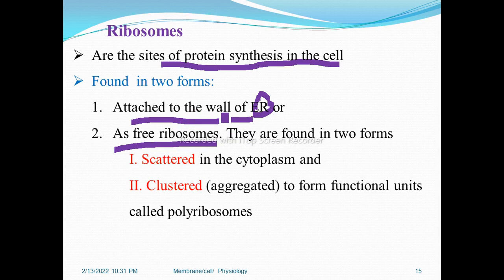Attached ribosomes are important for the plasma membrane, keeping its structure, or for export outside the cell. Whereas free ribosomes float in the cytosol and have no attachment to other organelles, and their function is to synthesize protein for use inside the cell. So free ribosomes are for inside the cell, attached ribosomes are for outside the cell or for the cell membrane. The ribosome is the site of protein synthesis, that means messenger RNA is translated into protein. Free ribosomes are found either in scattered form or in clustered or aggregated form.